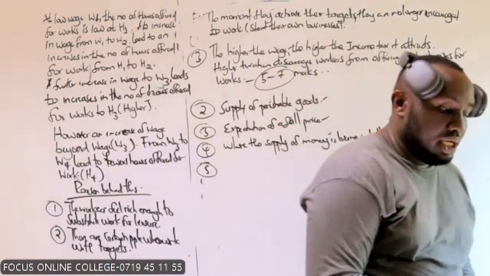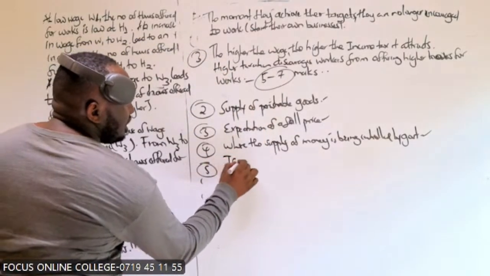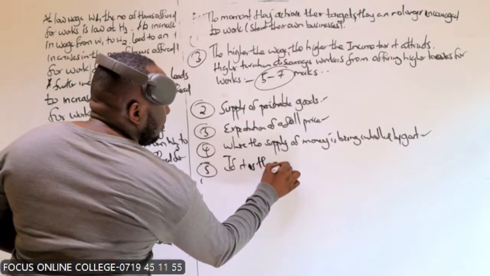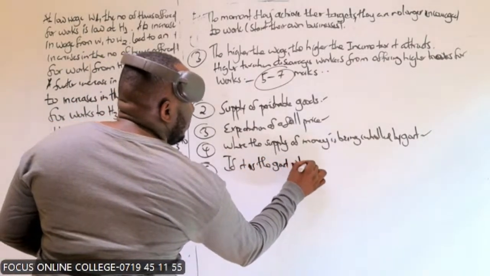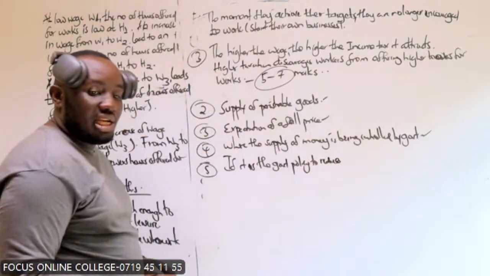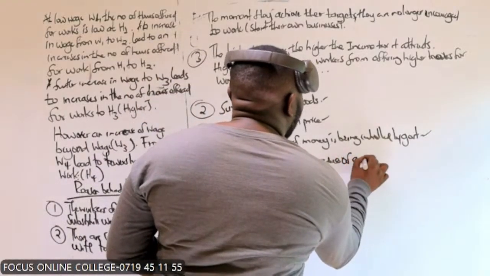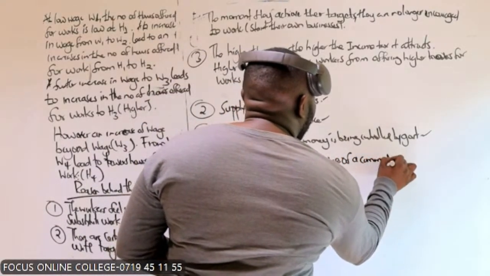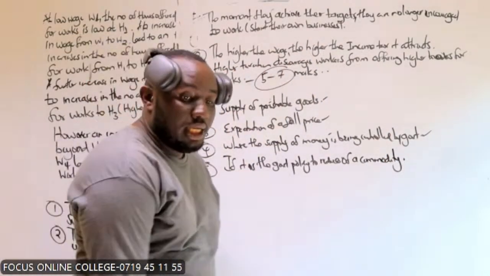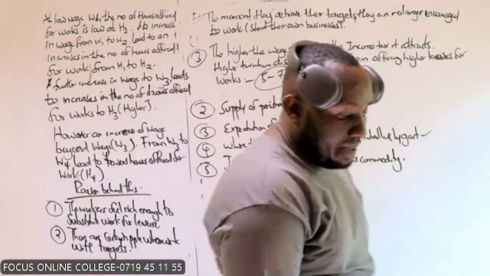Then you say if it is a government policy to reduce the price of a commodity, if it is the policy of the government to reduce the price of a commodity, then you can talk about natural calamities.